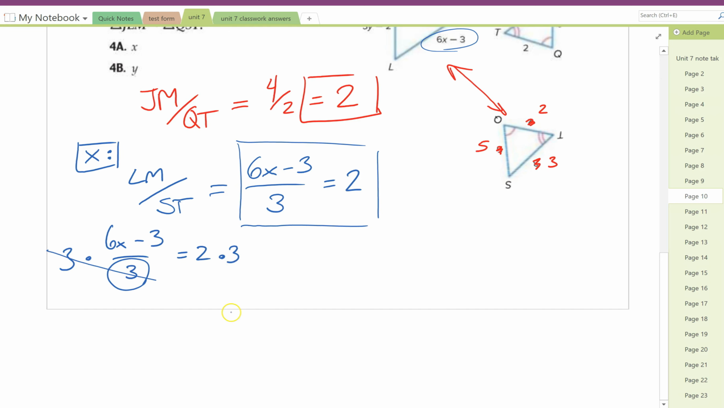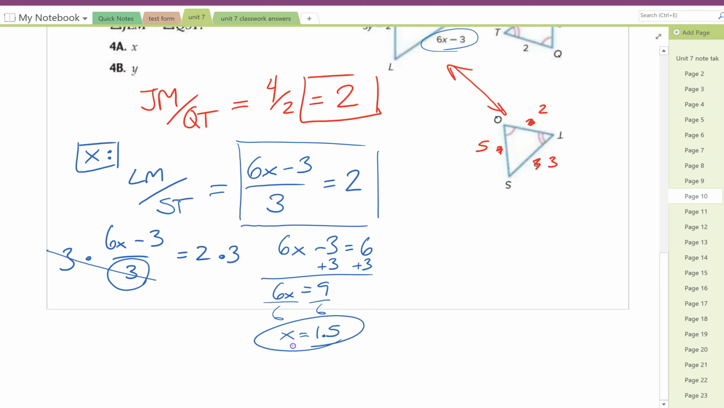Okay, so those two cancel out. What I have now is 6x minus 3 equals 2 times 3, which is 6. I'm going to add 3 to both sides. 6x equals 9. I'm going to divide both sides by 6, and x is going to equal 1.5.